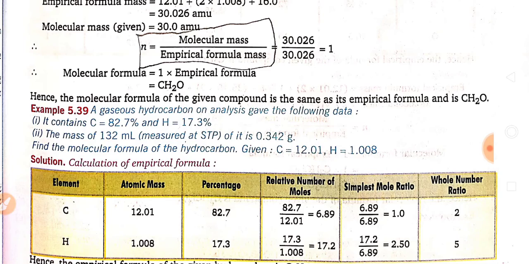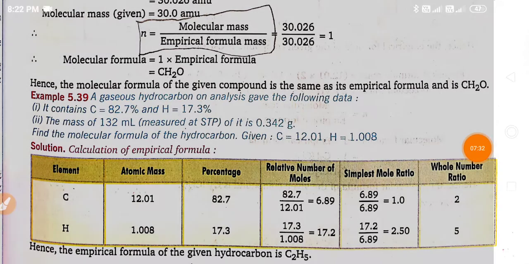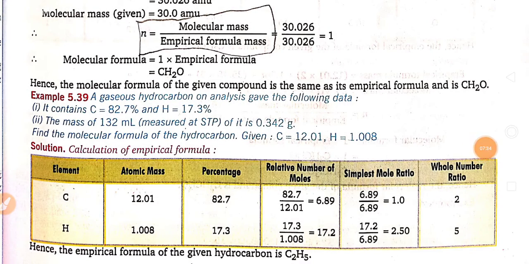Okay. Another example is here. A gaseous hydrocarbon on analysis gave the following data. It contains carbon 82.7% and hydrogen 17.3%. The mass of 132 ml of it, measured at STP, is 0.342. Okay. Find the molecular formula of the hydrocarbon.